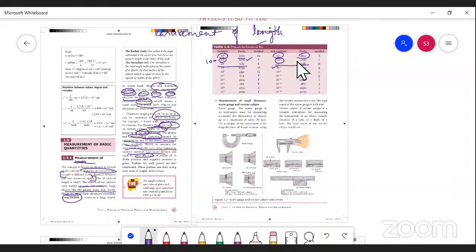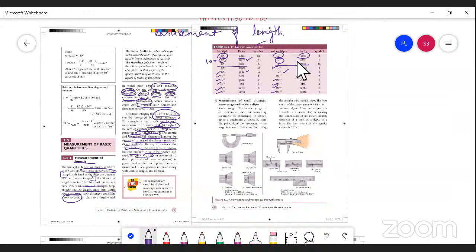10 power 9 is giga, and 10 power minus 9 is nano. 10 power 12 is tera and 10 power minus 12 is pico. 10 power 15 is peta. 10 power minus 15 is femto. 10 power 18 is exa, and 10 power minus 18 is atto. 10 power 21 is zetta. 10 power 24 and 10 power minus 24. So these are the prefixes for powers of 10, positive values and negative values.